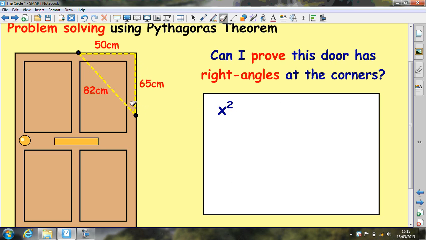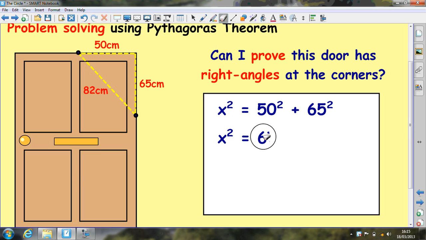If we try and work out the hypotenuse using 50 and 65, from our diagram, it should come out to 82 centimetres. Let's just test that. So by Pythagoras' theorem, x squared equals 50 squared plus 65 squared. Again, if this works, and this comes out to be 82, and we square root it, we've proven that that's a right angle, because Pythagoras' theorem wouldn't work if it wasn't a right angle.